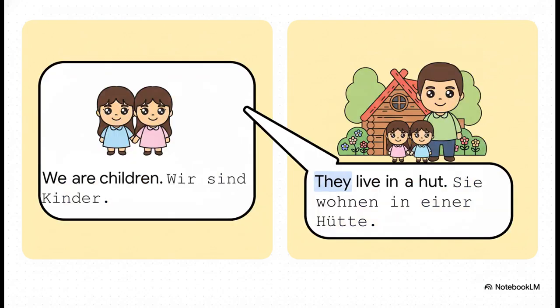Okay, but what happens when we talk about them together? Well, if they were talking about themselves, they'd say, wir sind Kinder, which is we are children. So wir means we, but if we're talking about them, we'd say, sie wohnen in einer Hütte, or they live in a hut. And you might have noticed sie again. So sie can mean she or they. So how do you tell the difference? It's all in the verb that comes after it. That little clue tells you if you're talking about one person or a whole group.